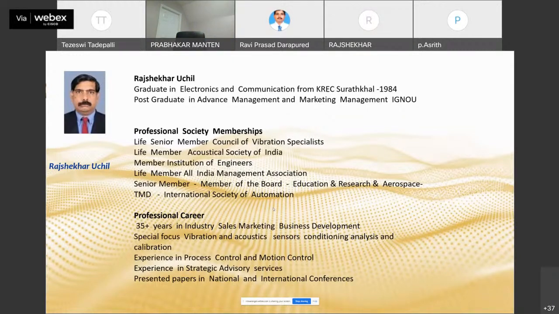And he also has a lot of experience in process control, motion control, and he provides a lot of strategic advisory services and has presented a lot of papers in national and international conferences. He's a fellow of the Council of Vibration Specialists. He's a life member of the Acoustical Society of India and member of the Institute of Indian Engineers. He's a life member of the All India Management Association and a senior member of the board on education and research in aerospace. He's also TMD for the International Society of Automation. So I give you Mr. Rajshekhar Uchil.